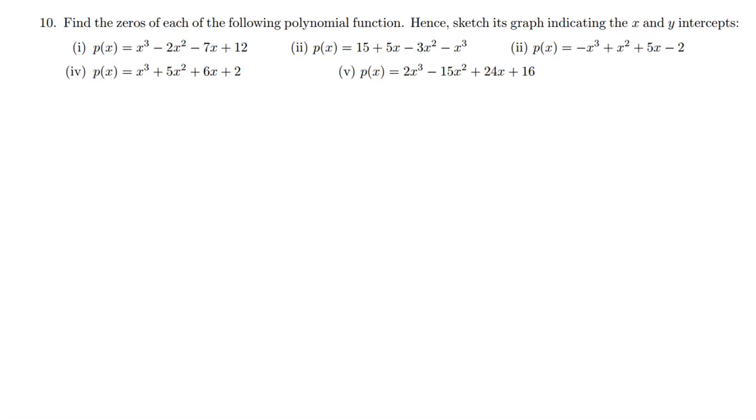The first question here, which is question 10, is telling us to find the zeros of the following polynomial functions, hence sketch a graph indicating the x and y intercepts. So first of all, you need to understand one thing. If you are sketching these polynomial graphs, you have to look at this part here, which is the leading coefficient. It's called the leading coefficient test. So you have to test your polynomial to see how the graph is going to look.